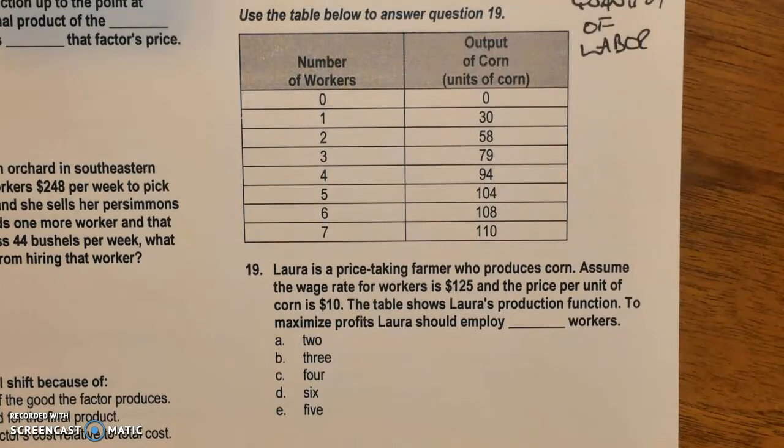Right. Number 19, Laura is a price-taking farmer who produces corn. Assume the wage rate for workers is $125 and the price per unit of corn is $10. The table shows Laura's production function. To maximize profit, Laura should employ some number of workers.